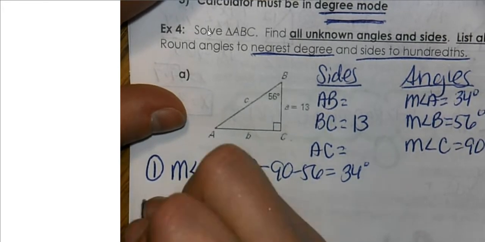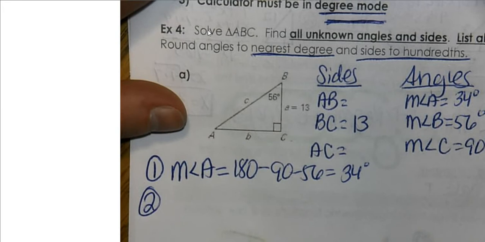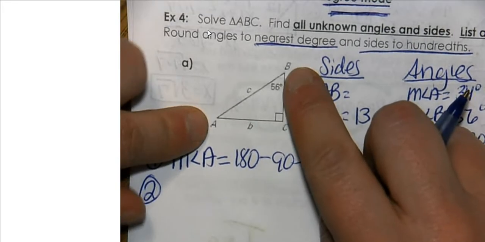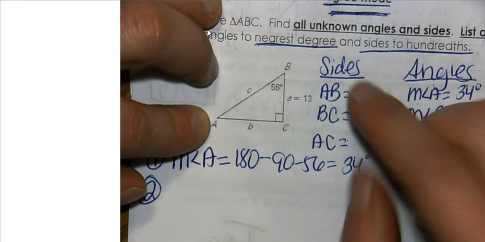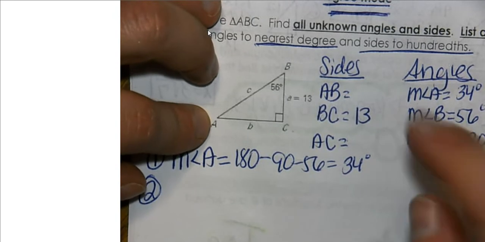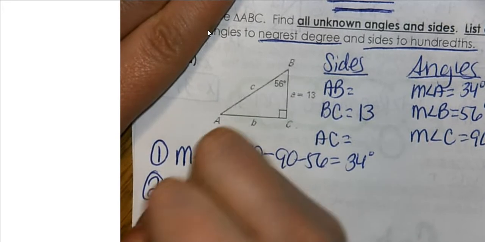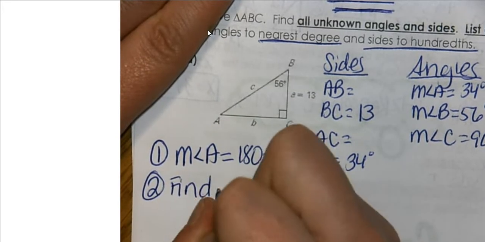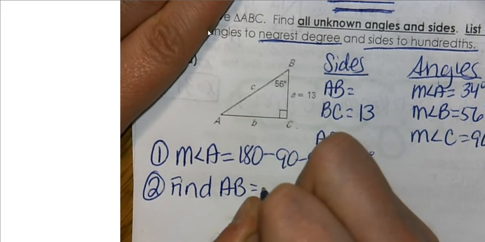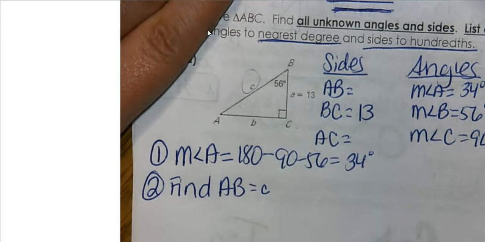The next thing I need to do is find my sides. So I need to find side AB first. Why? Because that's the order in which I wrote it. If I wanted to find AC first, I totally could do that as well. But I'm going to find AB first. This is also known as little c. So that's our little letter that we have there.